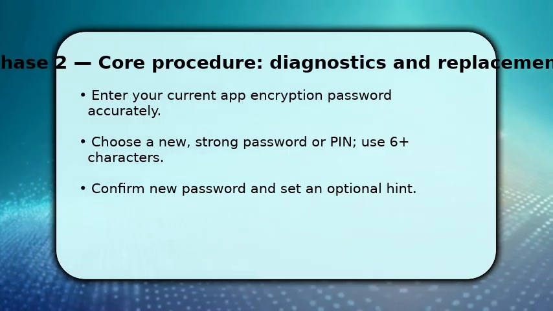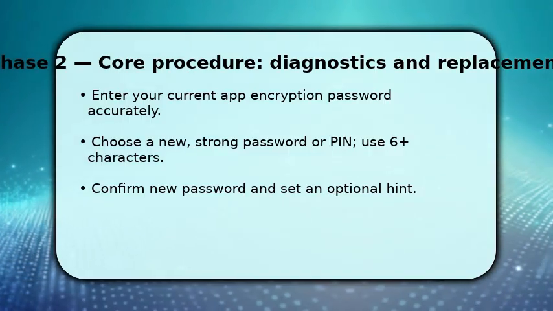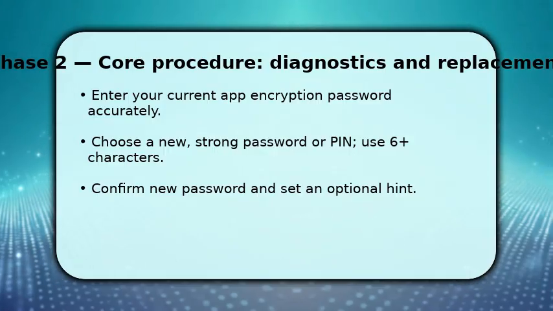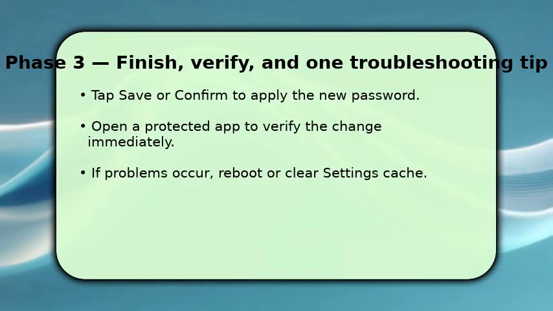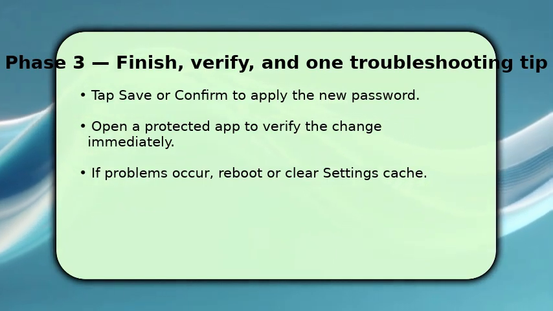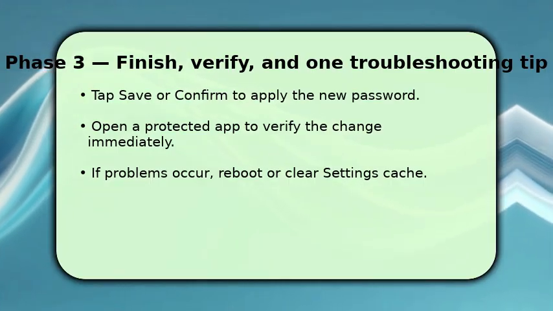Make sure to review any prompts about fingerprint or face unlock linkage, because keeping biometric access may matter when you tap Save or Confirm, the system writes the new password and updates protected apps. Wait for the confirmation toast or message. Once done, open one protected app to verify the new password prompts correctly. This proves the change took effect.